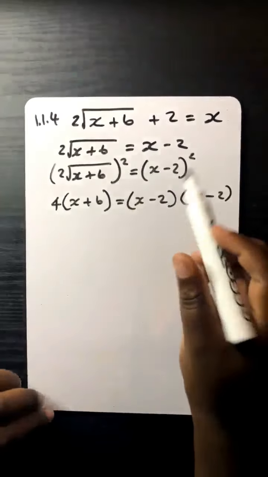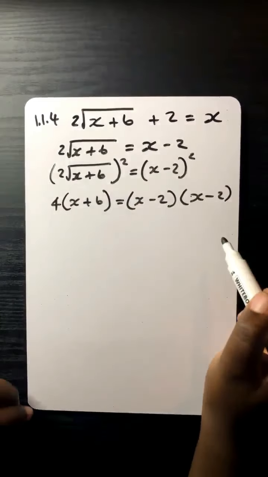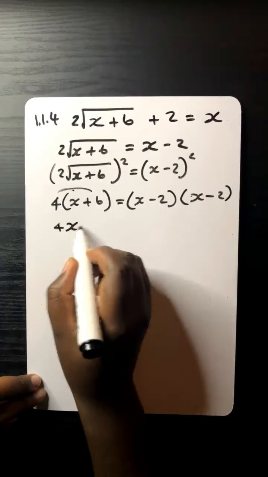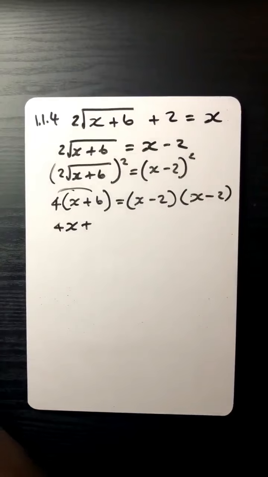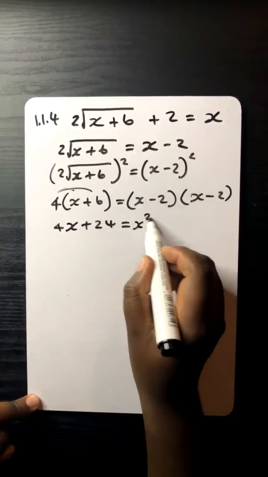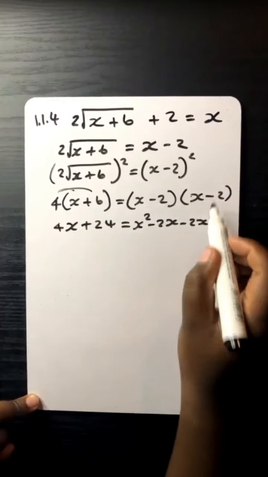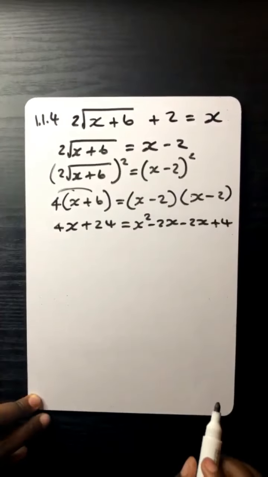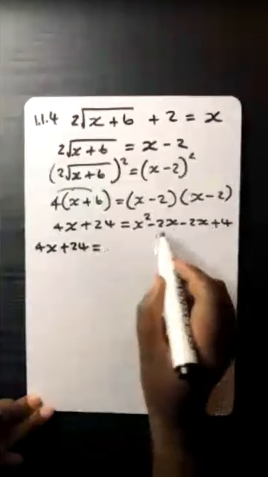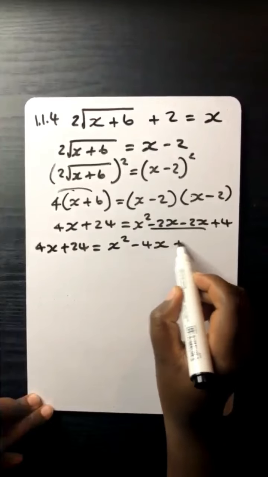So guys, let's continue. So obviously, after you've removed the square root, you now have the brackets that you need to sort out. So it's that times that times that. So you've got 4x plus that times that is 4 times 6 is equals to 24, equals to that times that it's x squared, that times that it's minus 2x, that times that it's minus 2x, that times that is plus 4. Let's now work out the like terms. So on this side, we don't have the like terms. On this side, we've got x squared minus 4x from those two plus 4.